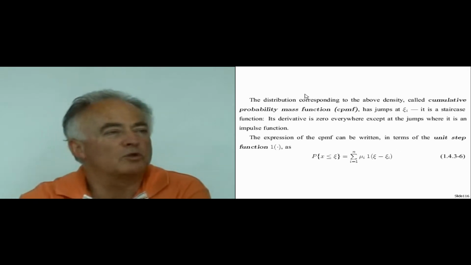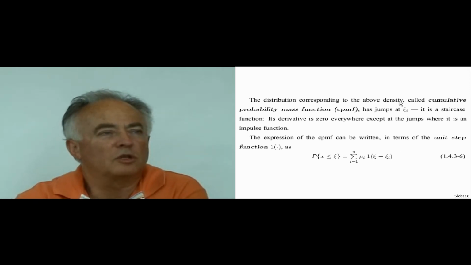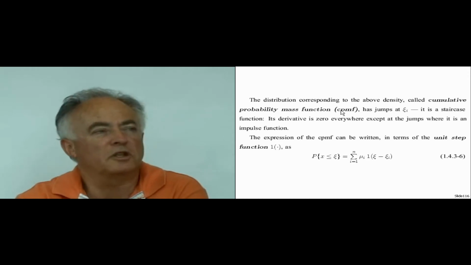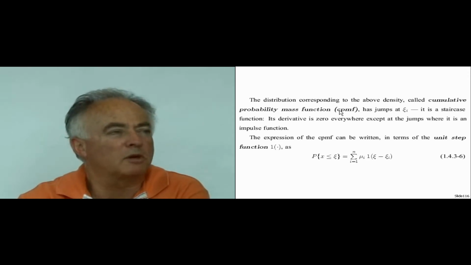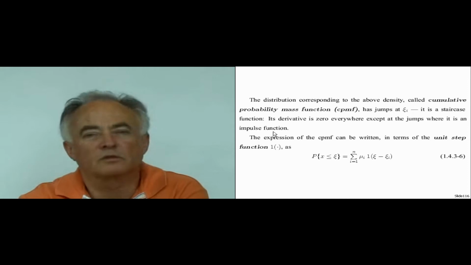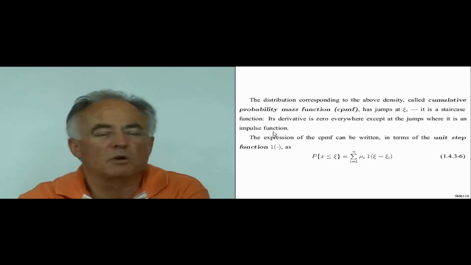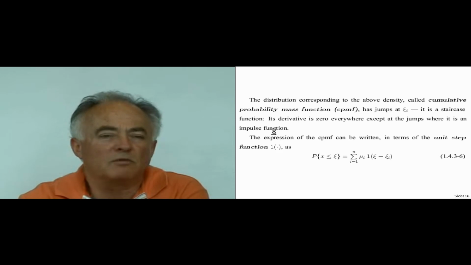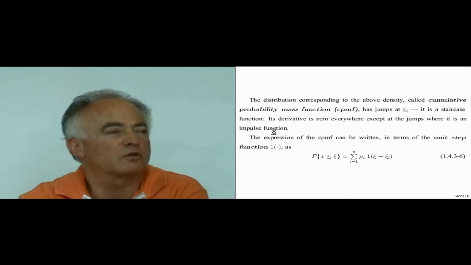Now, the distribution corresponding to this density, more specifically the cumulative probability mass function, really that's the cumulative distribution. Now, the cumulative PMF is what we are looking at, would have jumps at those points where we have a delta function. It is a staircase function. Its derivative is 0 everywhere except at the jumps where it is an impulse function, and those are the delta functions, because the PDF is the derivative of the distribution function.